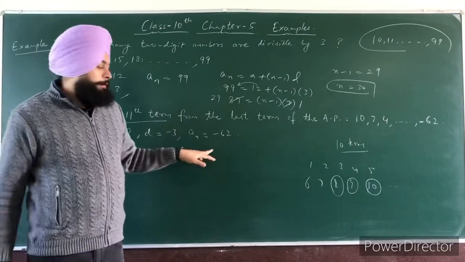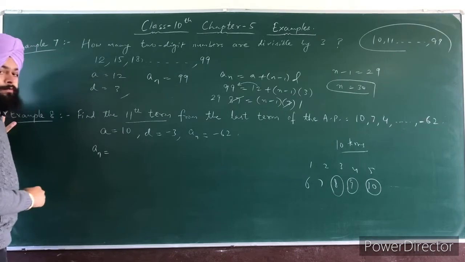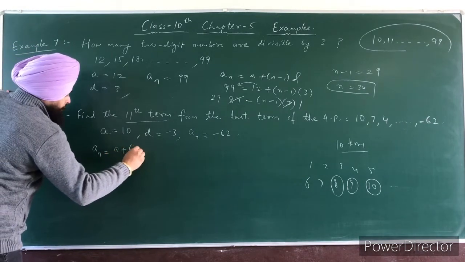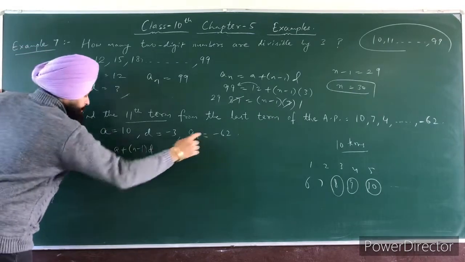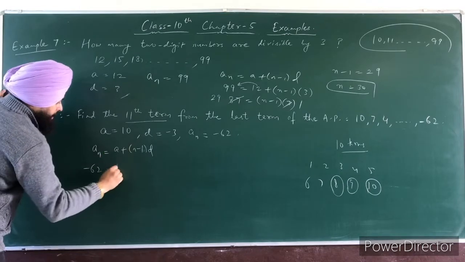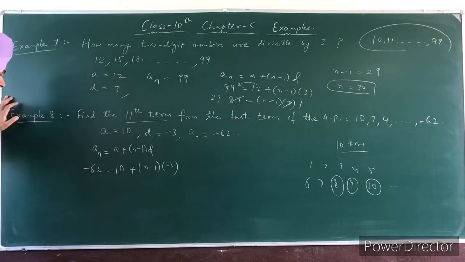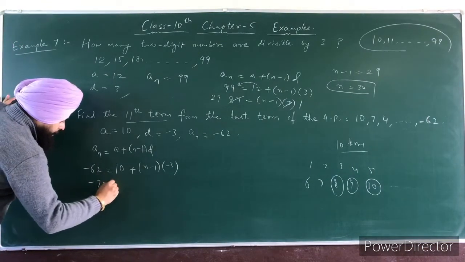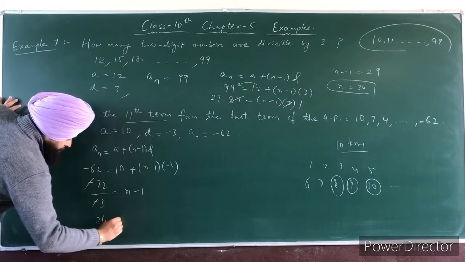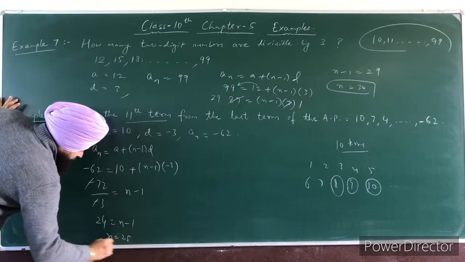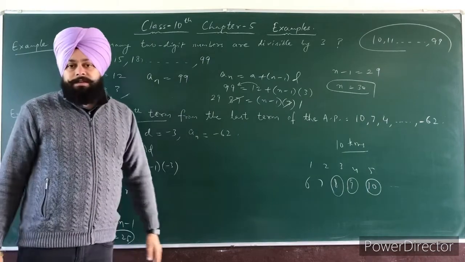ठीक है, यहाँ पे जो लास्ट टर्म की वैल्यू है, that is -62. Alright, so first we will find here n, the total number of terms. So the formula for an is a plus n minus 1 into d. Now what is an? An is -62. A is 10. N minus 1 into d. Common difference is -3. So it is -72 by -3 and n minus 1. This minus cancels. So n is 25. It means there are total 25 terms in this AP series.